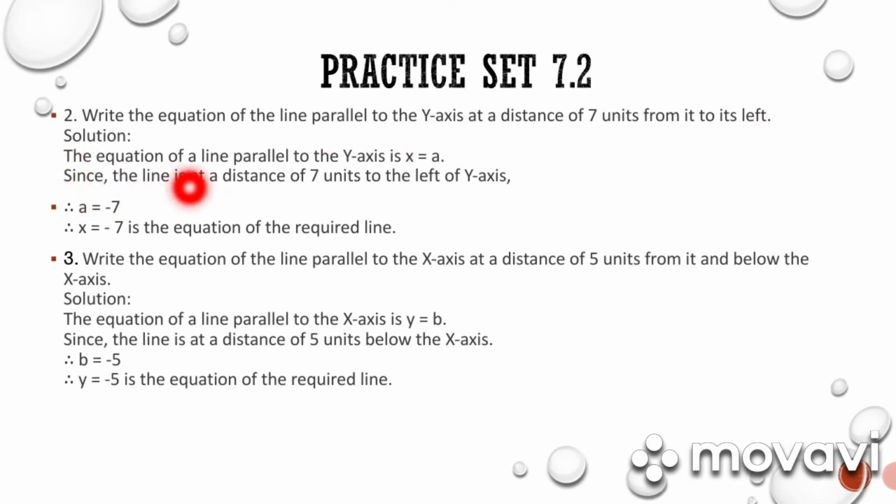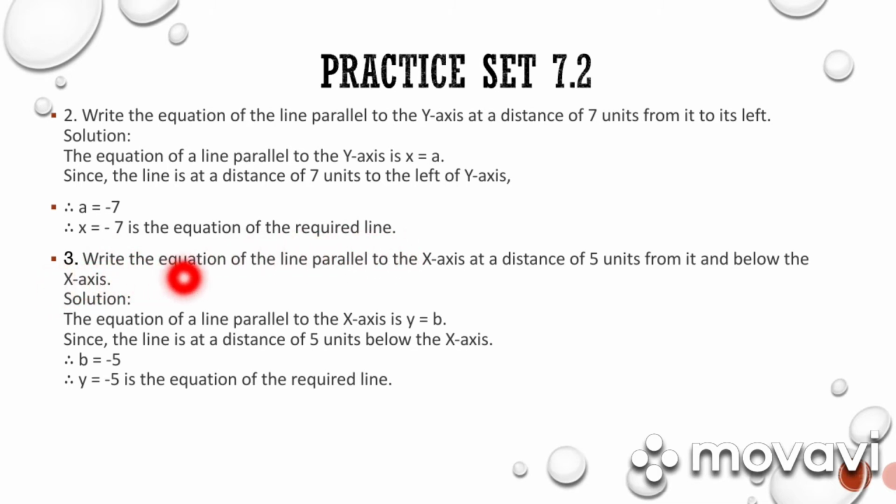Solution: the equation of a line parallel to the y-axis is x = a. Since the line is at a distance of 7 units to the left of the y-axis, therefore a is equal to -7, that is a is negative. Therefore x = -7 is the equation of the required line.